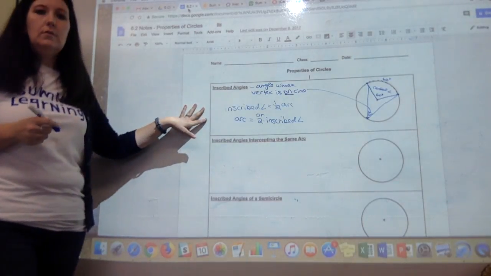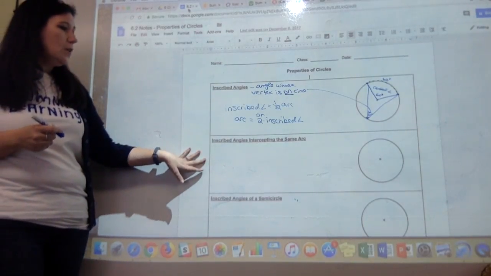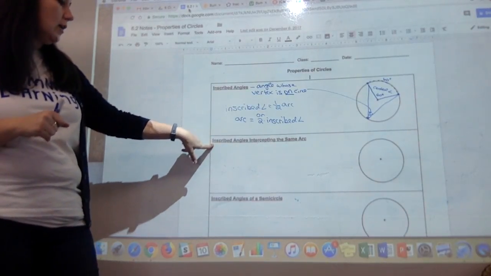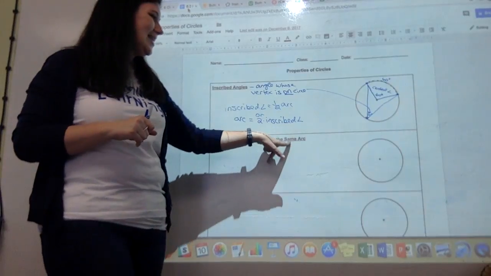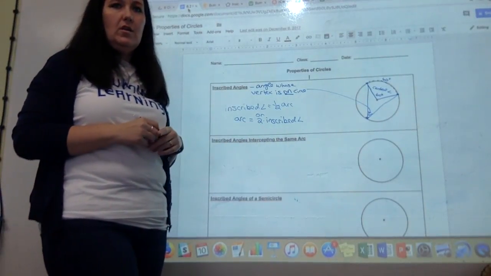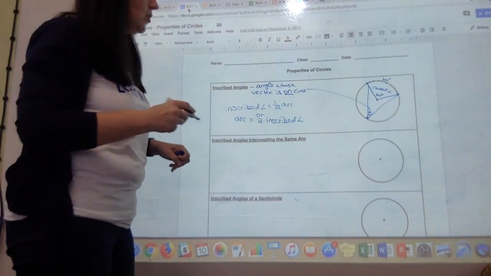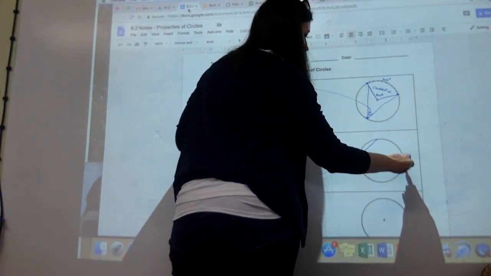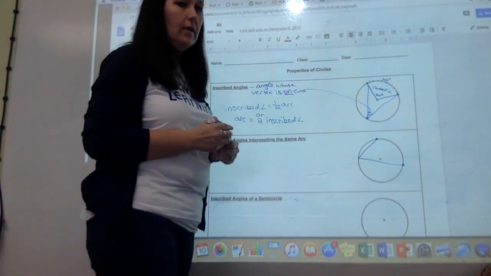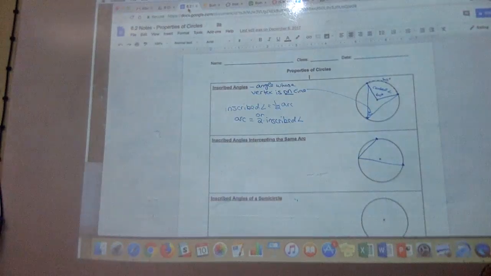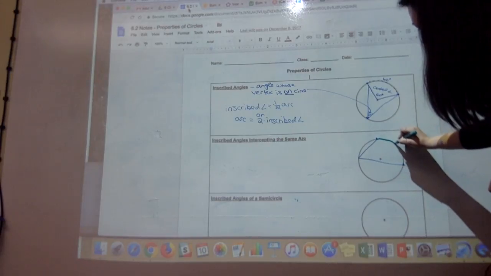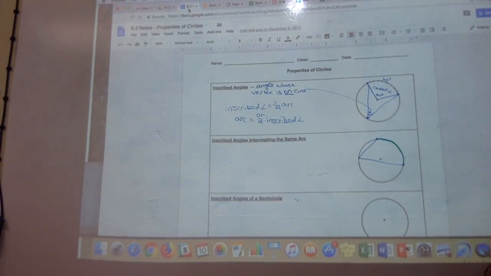Questions on this? Okay, so now our next property we're going to look at is inscribed angles intercepting the same arc. So if I have an inscribed angle like this, I'm going to color this green. This would be the arc that it's intercepting, correct?